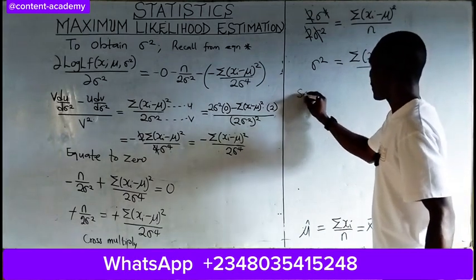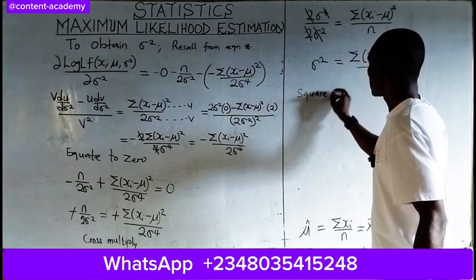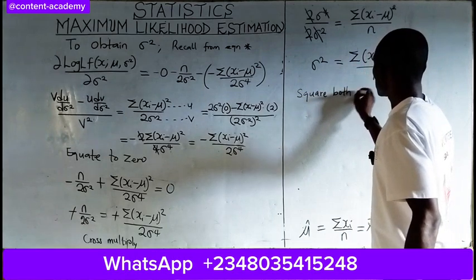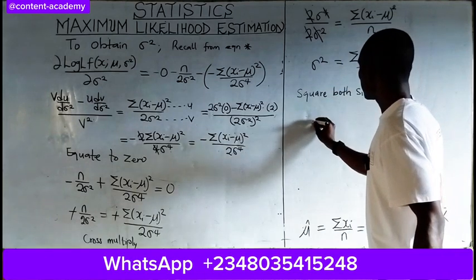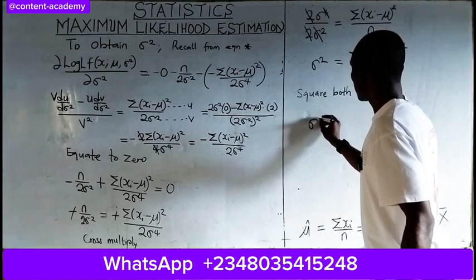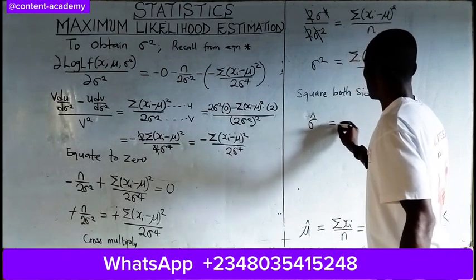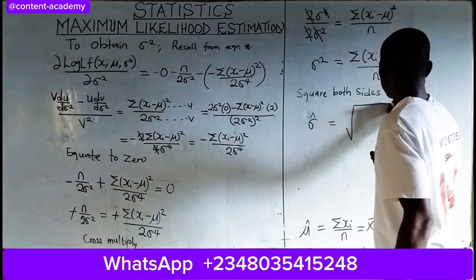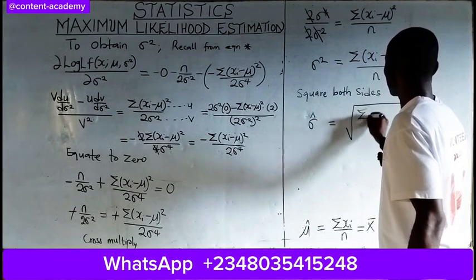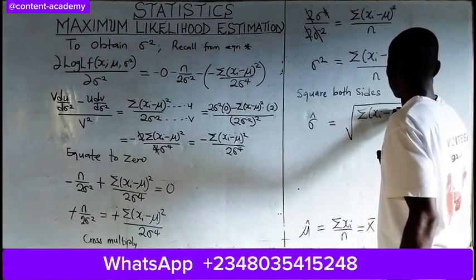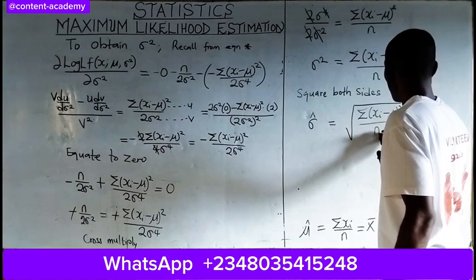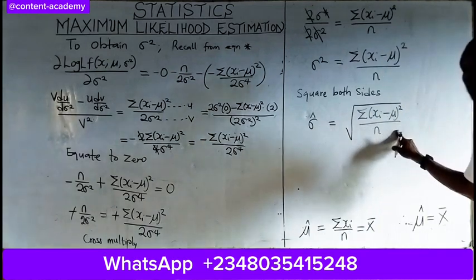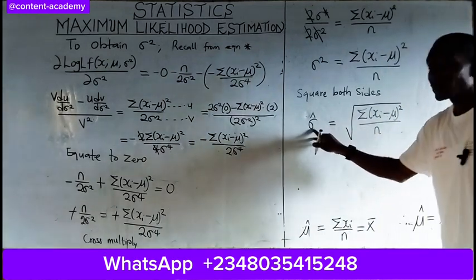So if we take the square root of both sides, we have sigma estimate to be equal to the square root of summation of (xi minus mu) all squared all over n. So this becomes our estimate for sigma.